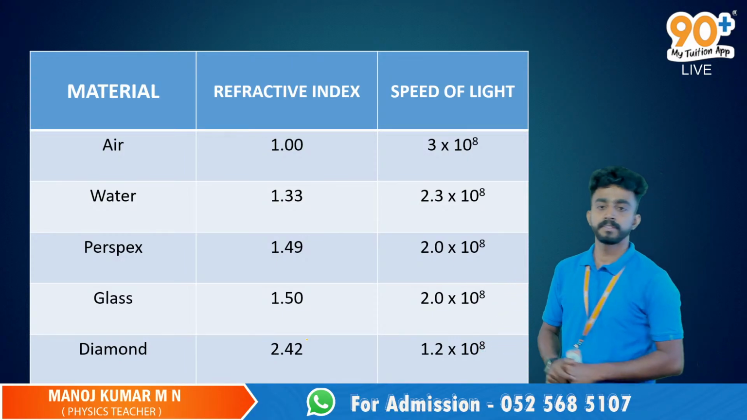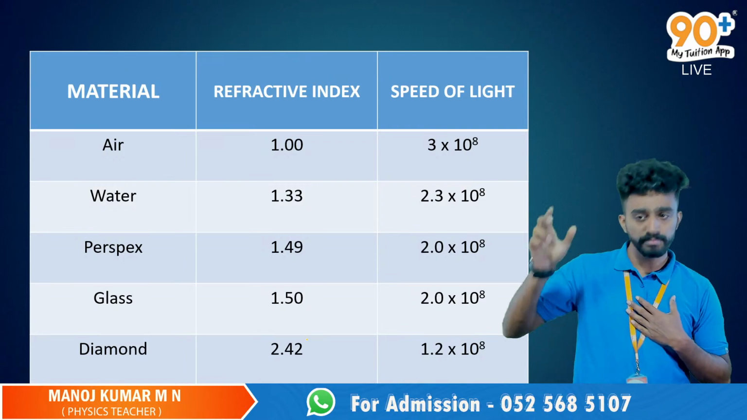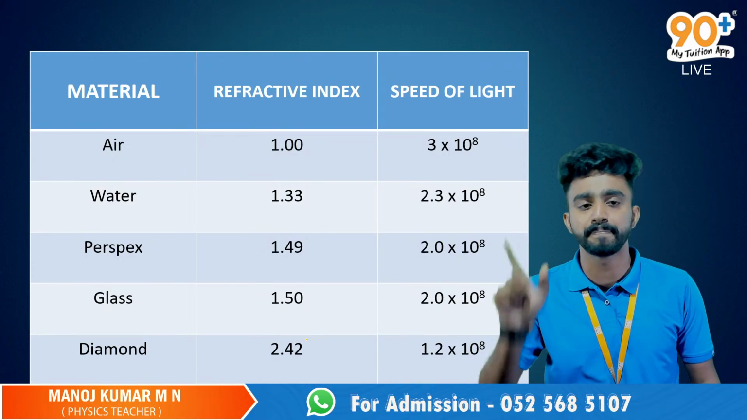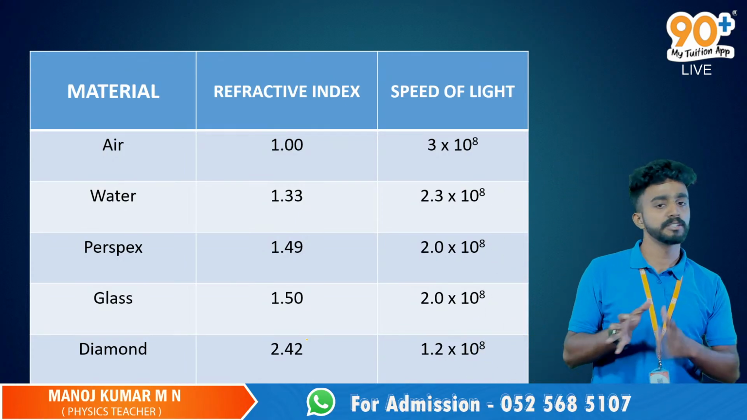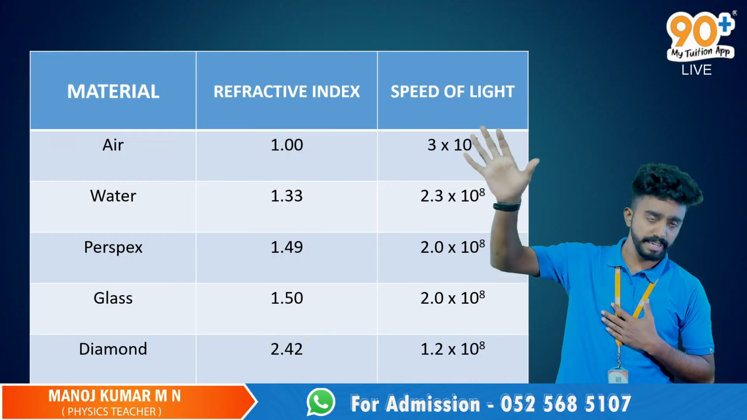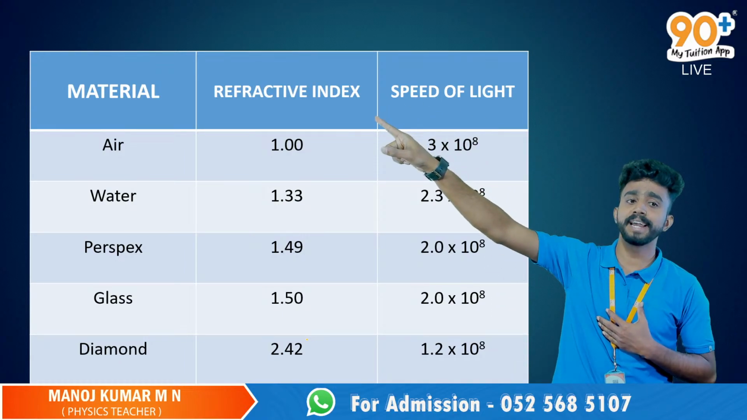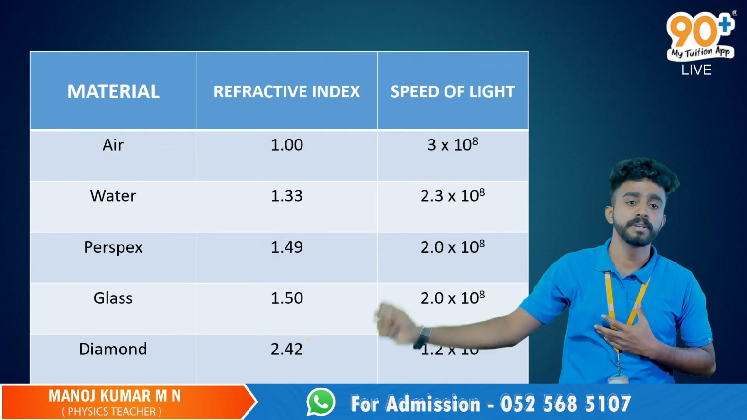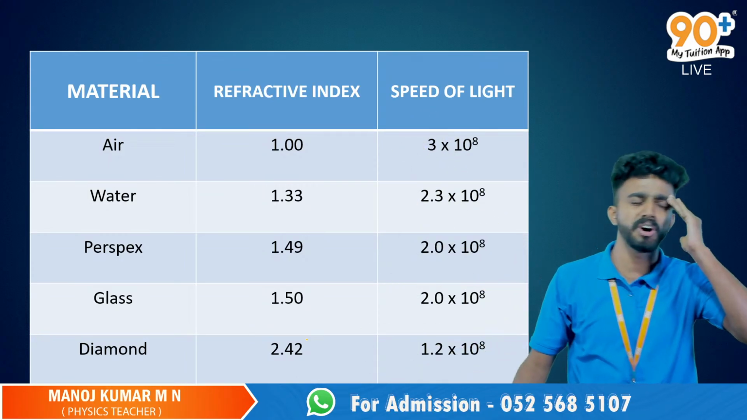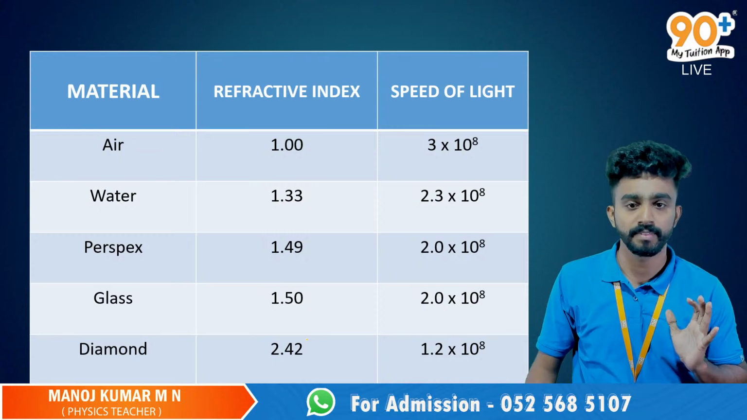Fine. So over here, that is the only thing you have to remember, this comparison. In the case of solid, speed of light slower, air faster, air refractive index smaller value, diamond greater value. That is the only thing which you have to memorize.